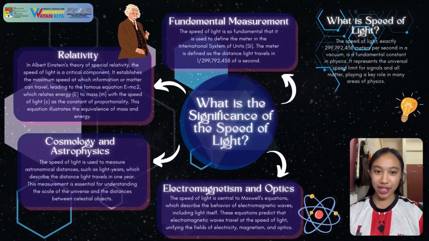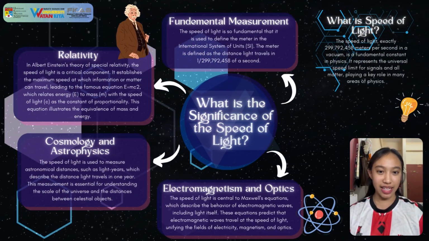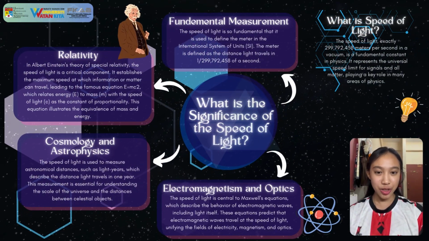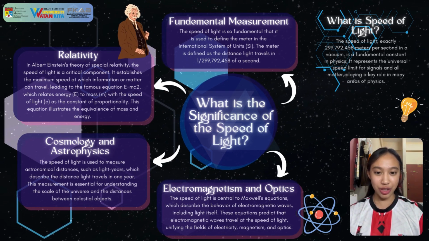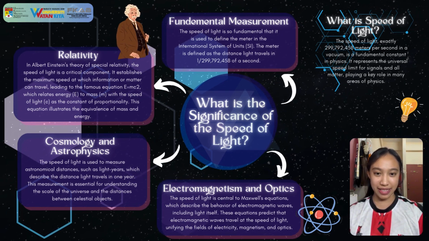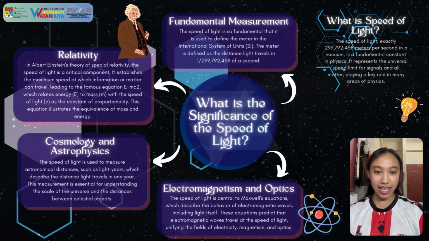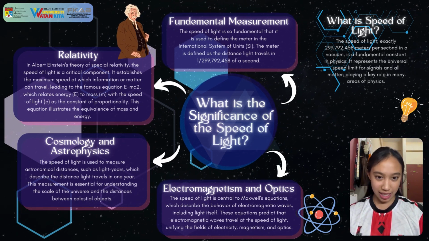Hi everyone, today I will talk about the significance of the speed of light, a key constant in physics. The speed of light in vacuum is 299,792,458 meters per second. In electromagnetism, it connects electricity, magnetism, and light.